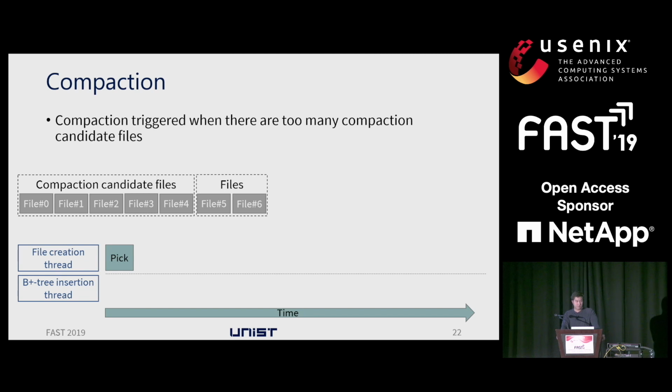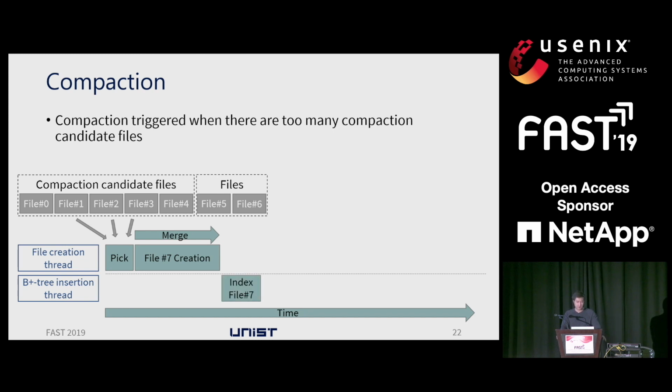So first, we pick the most overlapping files in those candidate files, for example, file number 1, 2, and 3. And we start our merge operation. So we merge, we create our first file. While creating our first file, as in the flush, we create our index list for that file. That index file is sent to the B+ tree insertion thread.